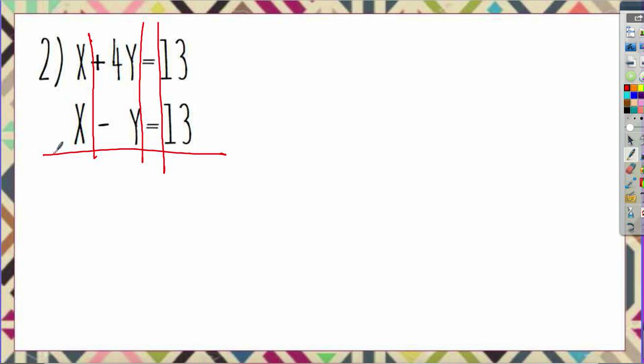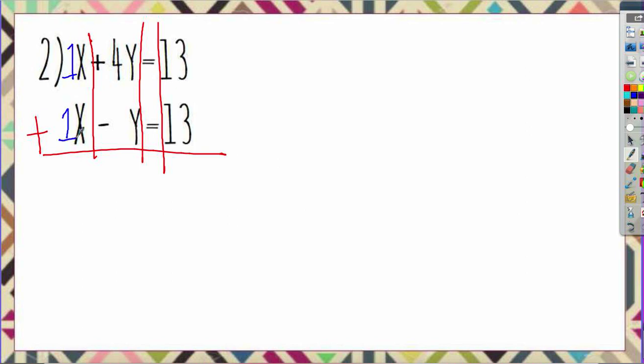But if I chose to try and add these right now, nothing would cancel out because I'd have 1 plus 1 equals 2x, 4 plus -1 equals 3y, and I still have an x and y in my equation. I need to try and make either the x's cancel out or the y's cancel out. If I wanted to choose the x's to cancel, right now they both have a +1 coefficient.